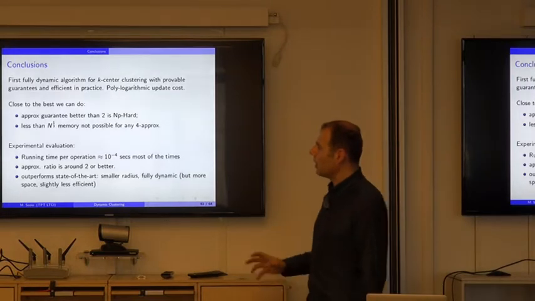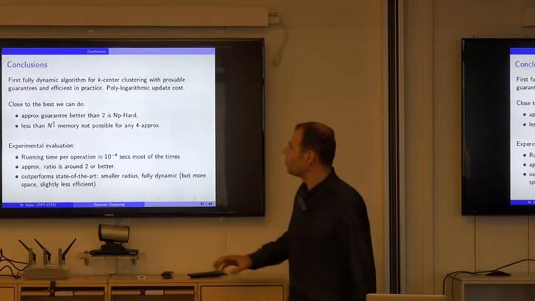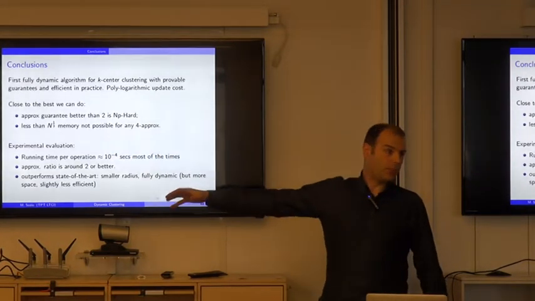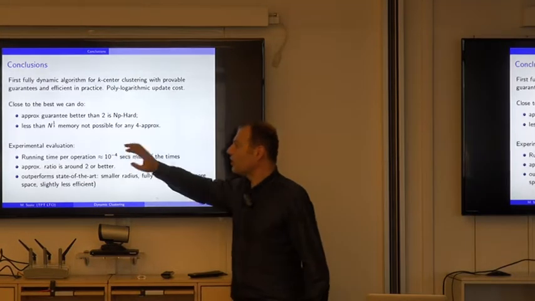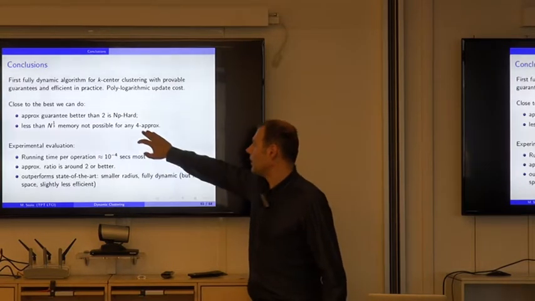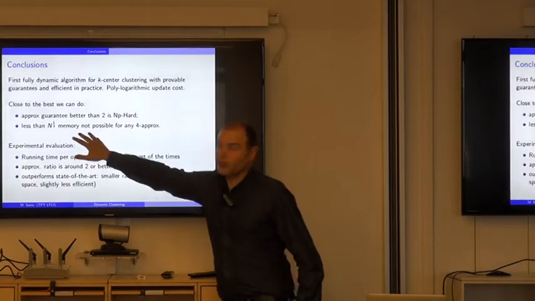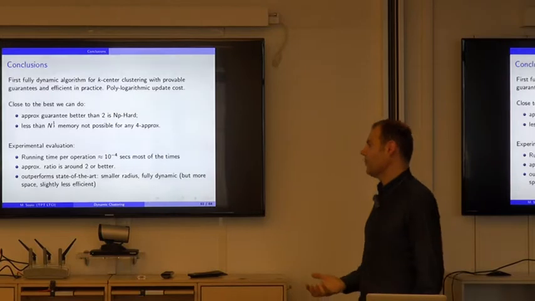I think this algorithm is interesting from a theoretical point of view. Remember that we cannot do better than 2 unless P equals NP, and we have a 2 plus epsilon approximation guarantee. Also, some people can object that we use a lot of memory, but it can be shown that if you want a 4 approximation, and we have a 2 approximation, then you need a lot of memory. So this is something that you cannot escape from.